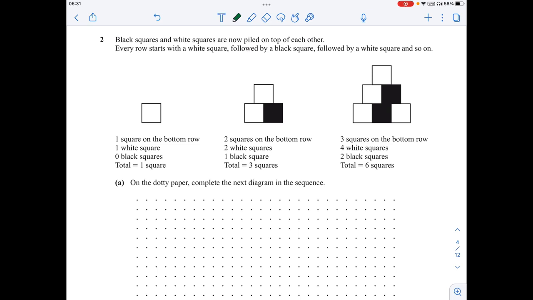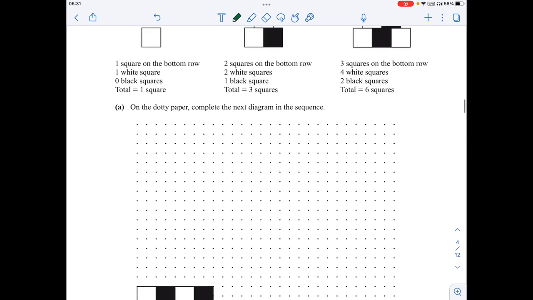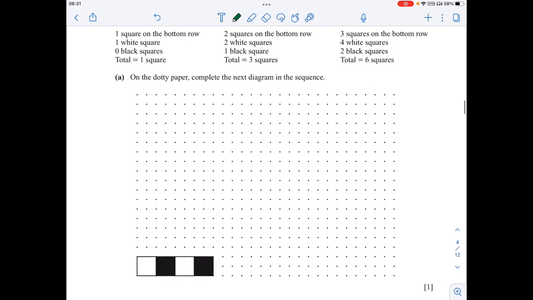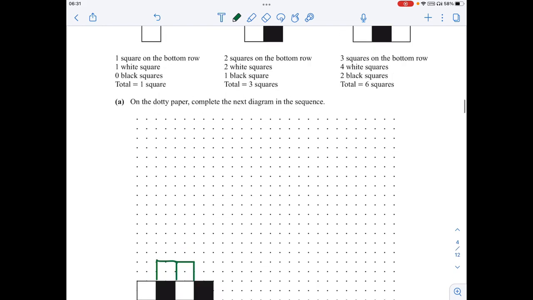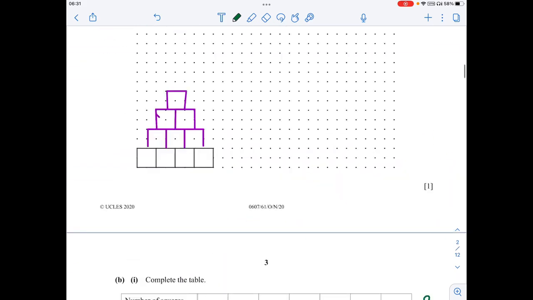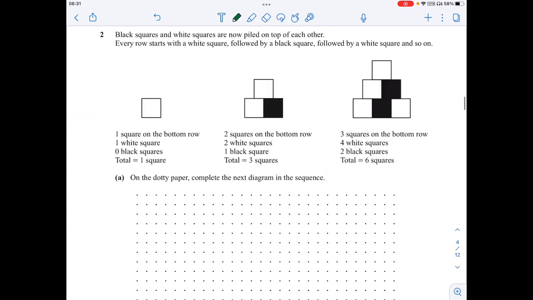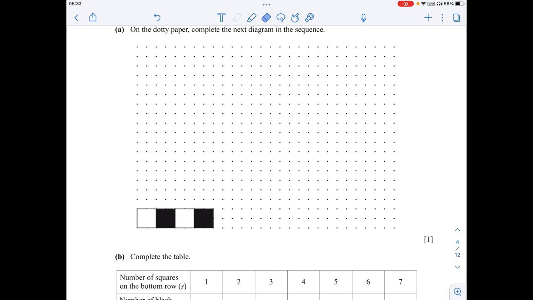Black squares and white squares are now piled on top of each other. Every row starts with a white square, followed by a black square, followed by a white square, and so on. It is the same way. Then what is he asking now? Fill in the next term. So what am I doing? Next, first there are 4, so there should be 3 on the top of it. But that 3 should be starting from the first line, like last time. So we erase it over here and draw from here. 3 should come: this is the first square, second square being drawn, and the third square being drawn.